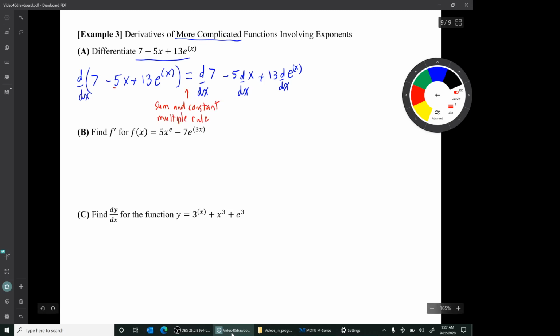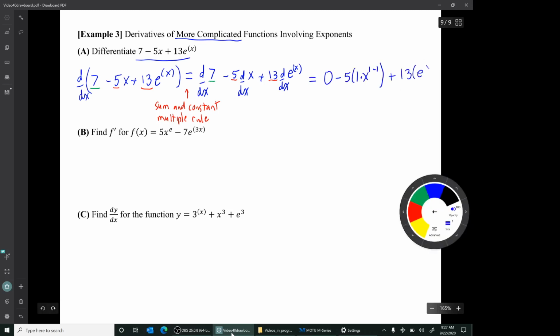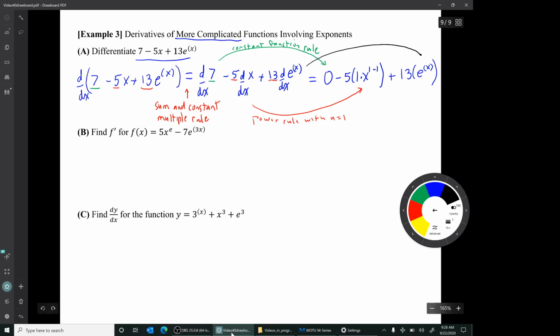Notice that constant multiple of 5 slipped through the derivative symbol. The constant multiple of 13 slipped through the derivative symbol. But the number 7 is not a constant multiple. It's a constant function. It's got to stay inside. So here we used 3 different rules. We used the constant function rule to get that result. And we used the power rule with n equals 1 to get this result. Finally, we used our new exponential function rule number 1 to get this result.